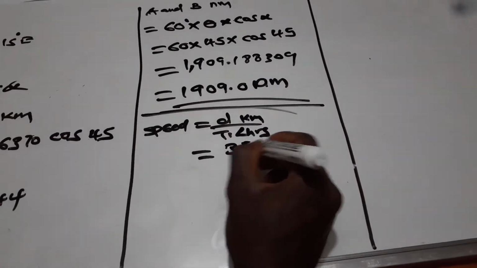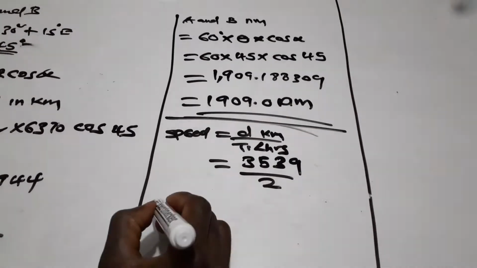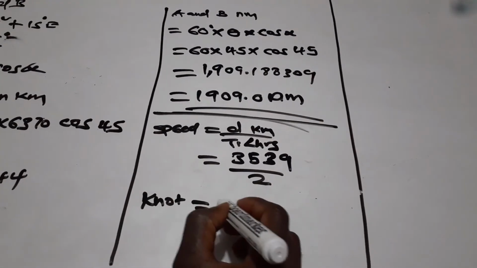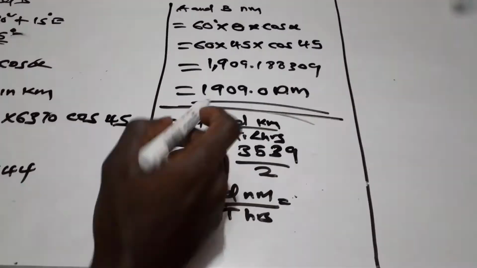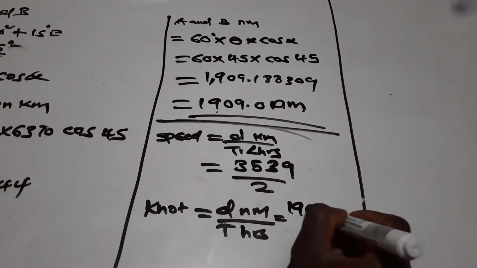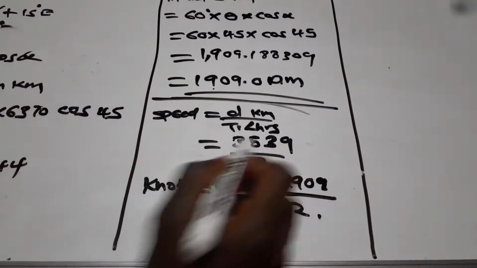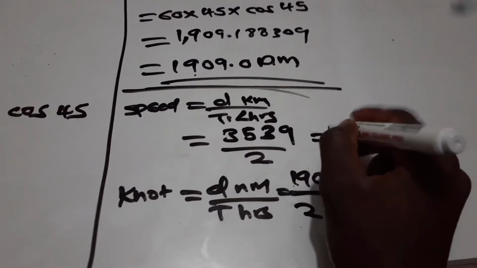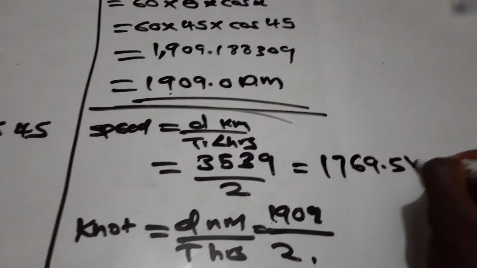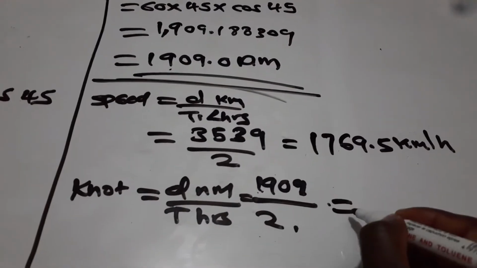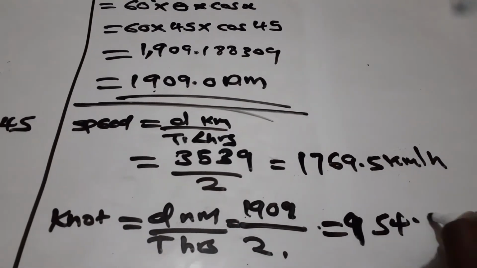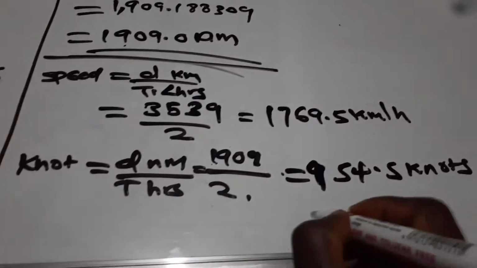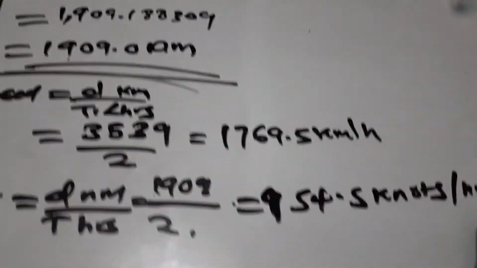So this is going to be our distance, which was 3,539 divided by 2 hours, and the knot we said is distance in nautical miles over our time in hours, which is equivalent to our distance in nautical miles here, 1,909 over 2 hours. When you do the first part in the calculator, it's going to give us 1,769.5 kilometers per hour, and in knots it's going to give us 954.5 knots, or nautical miles per hour.